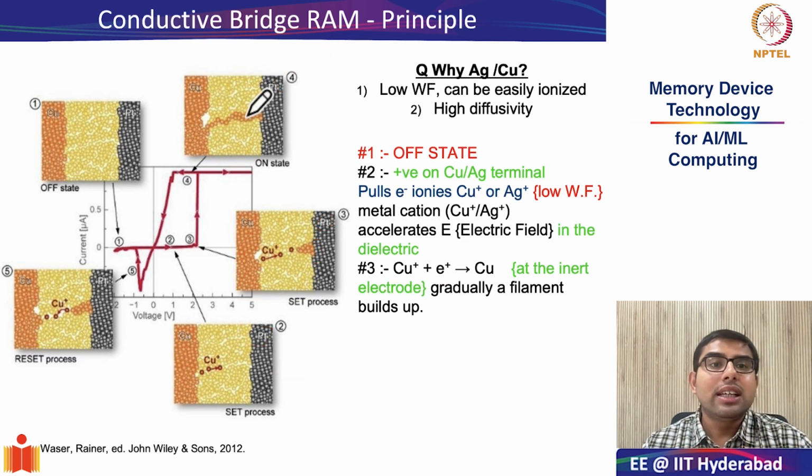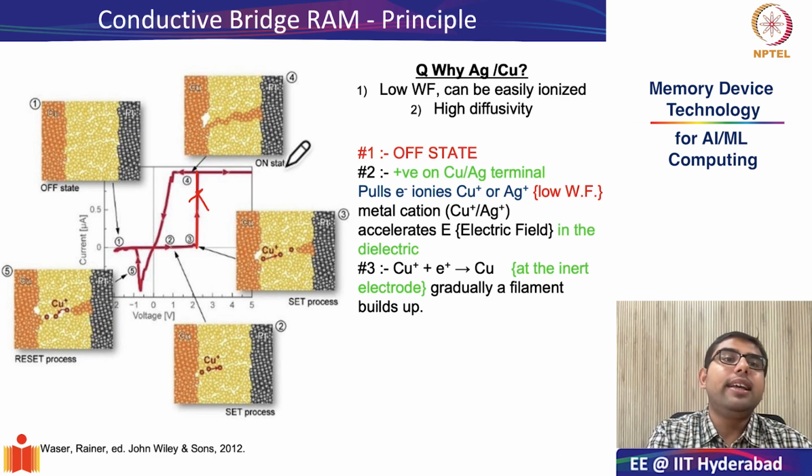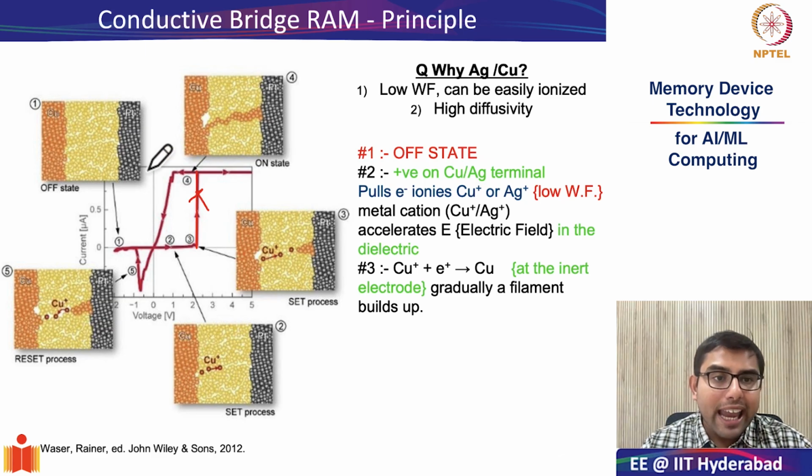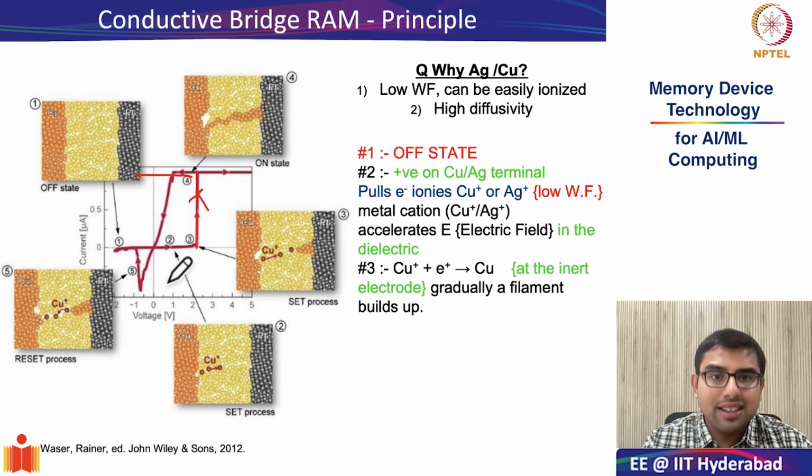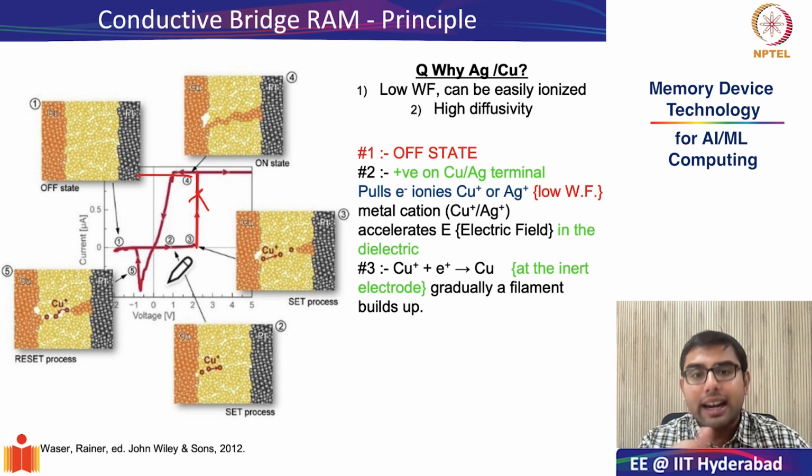When this filament is completed, current suddenly jumps up, as you can see in this IV characteristic, and you have to control the formation of this filament by applying a compliance current. Okay, so this is the formation of the filament through first ionization of the copper or silver atom into a cation and the diffusion of the cation to the inert electrode.